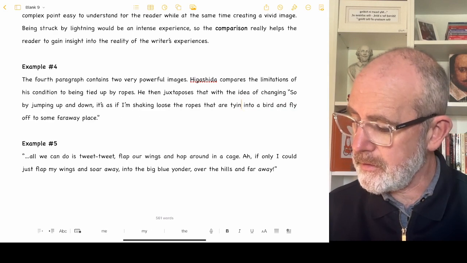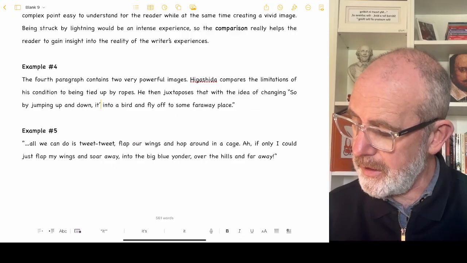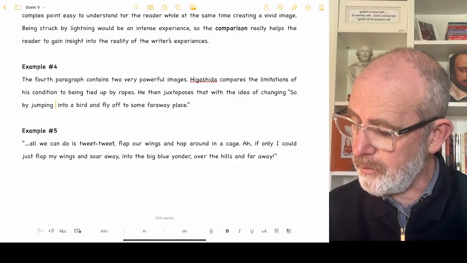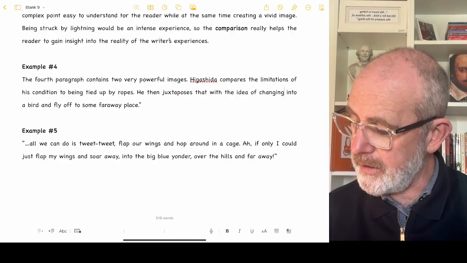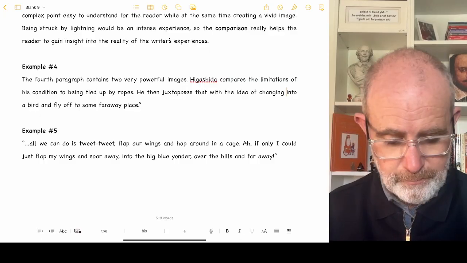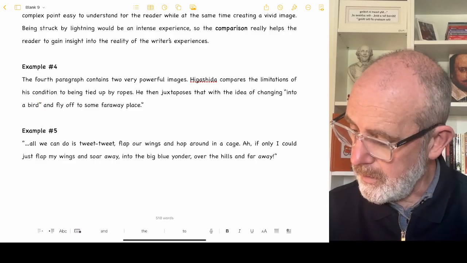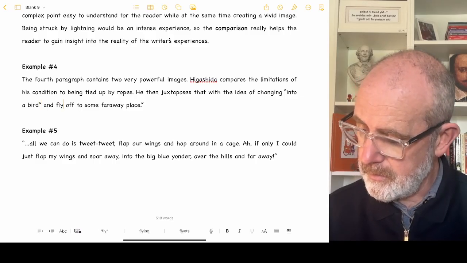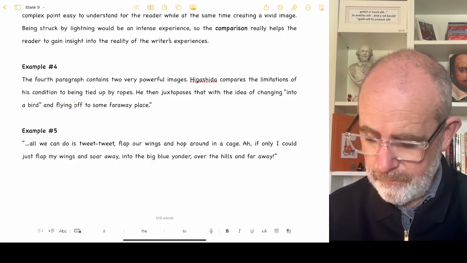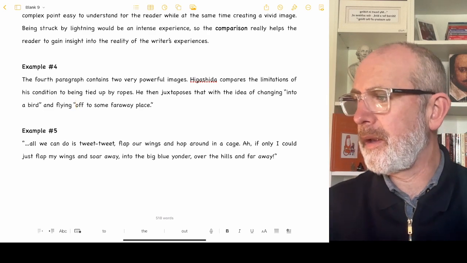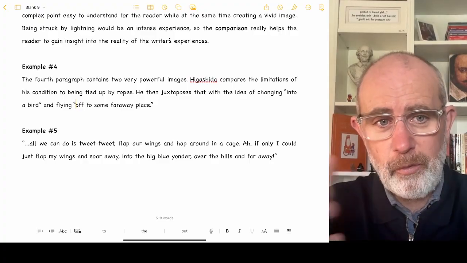So my paragraph reads, the fourth paragraph contains two very powerful images. Higashida compares the limitations of his condition to being tied up by ropes. He then juxtaposes that with the idea of changing into a bird and flying off to some faraway place. So you see the way I've split the quote up. I've split the quote up into different bits that work for me.